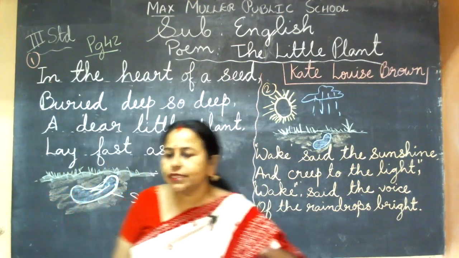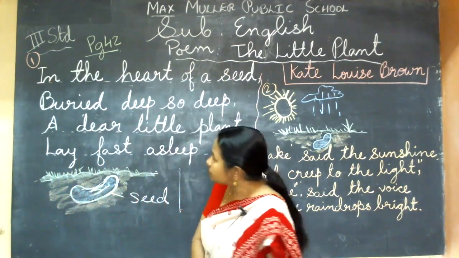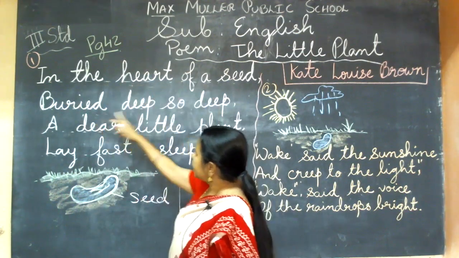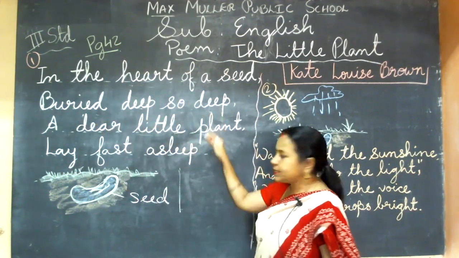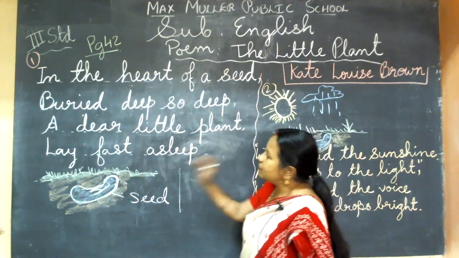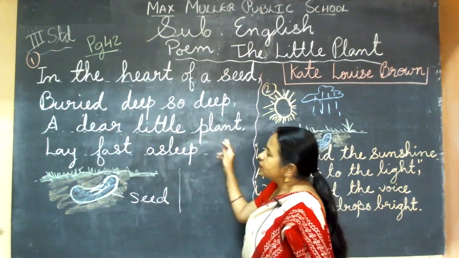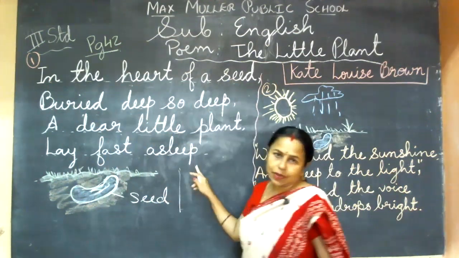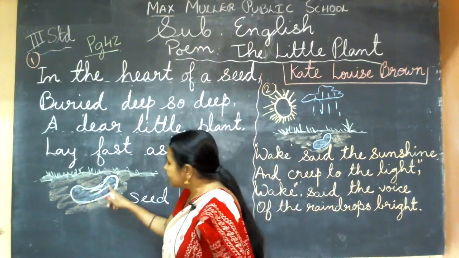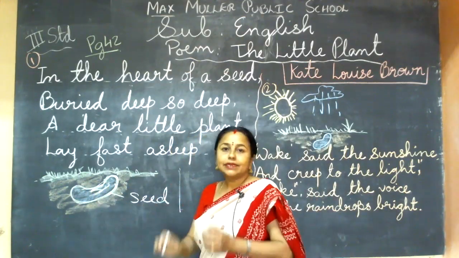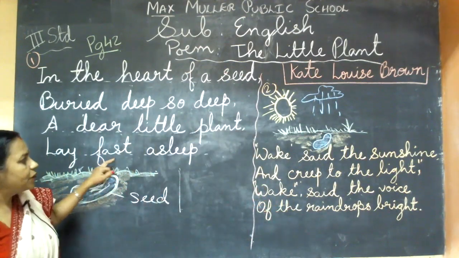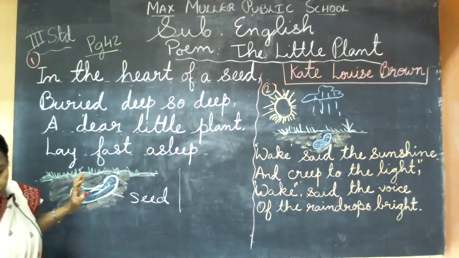In your book also it is there, children. You can read from there also. See, in the heart of a seed, buried, deep, so deep. Deep, you understand? Inside. Too much inside. It is already sleeping. A dear little plant lay fast asleep. The poetess is imagining, they see within the seed one plant, like a small baby, already sleeping. So first paragraph you understood, children.